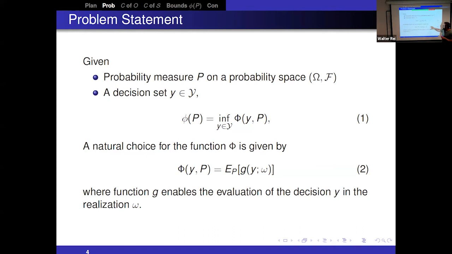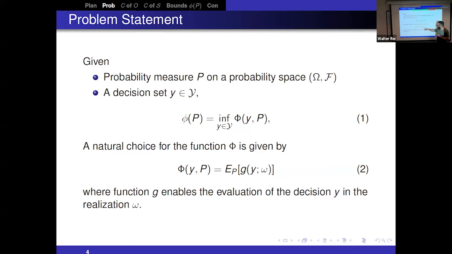Okay? A natural choice for this function phi is often to use the expectation. That being said, it can be others, so we could certainly use the expectation, but we could also use other functions, right? Value at risk functions, et cetera. So the function that will be considered in this talk is the expected function, right? We're optimizing based on the expected value.